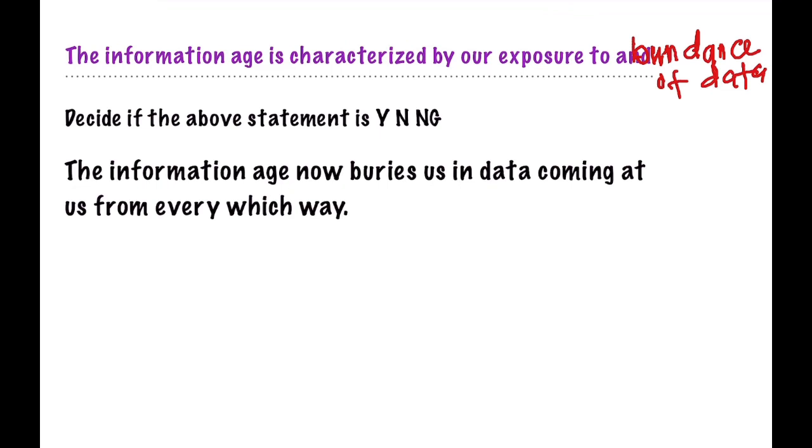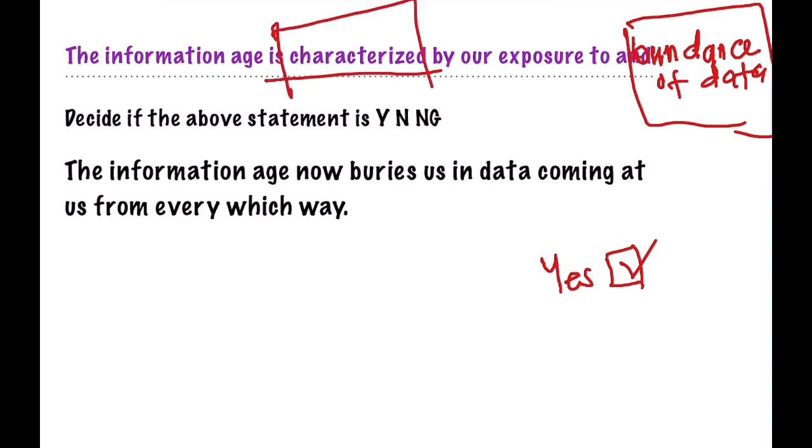Hello, welcome back. The right answer to this statement is a yes. You're correct. If you're wrong, let me explain. The information age is characterized by our exposure to abundance of data. So the keywords are abundance of data and information age characterized. We are to determine if this is a yes, no, or not given. "The information age now buries us in data, coming at us from every which way." Now, coming at us from every which way is important.